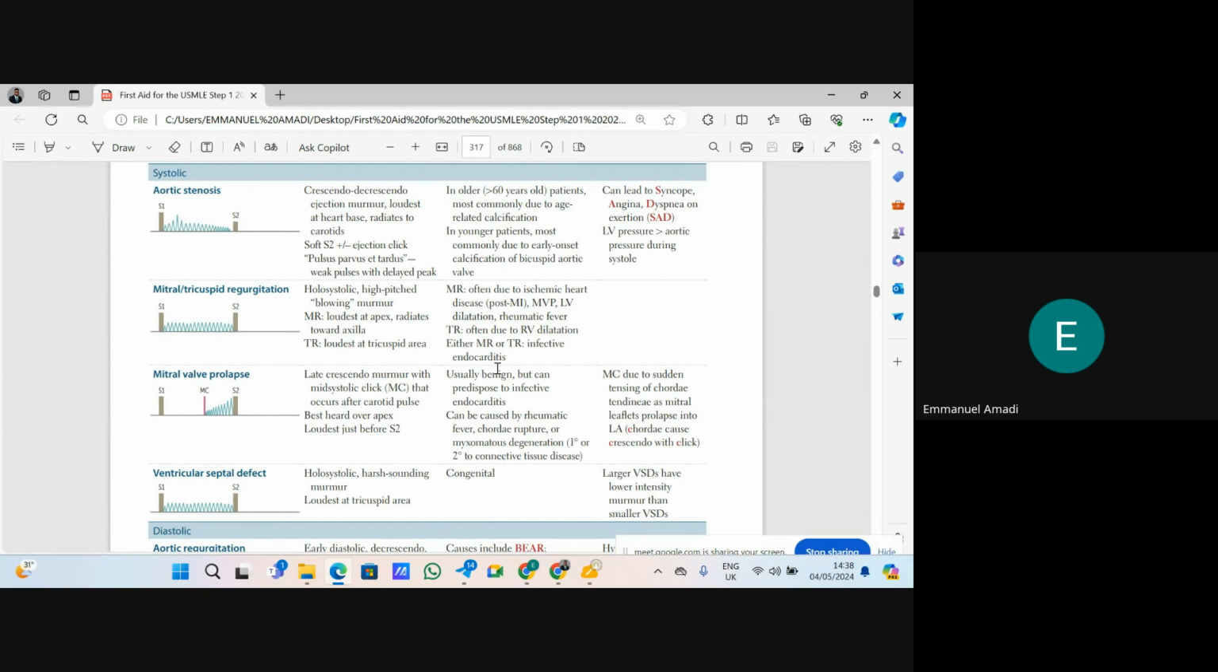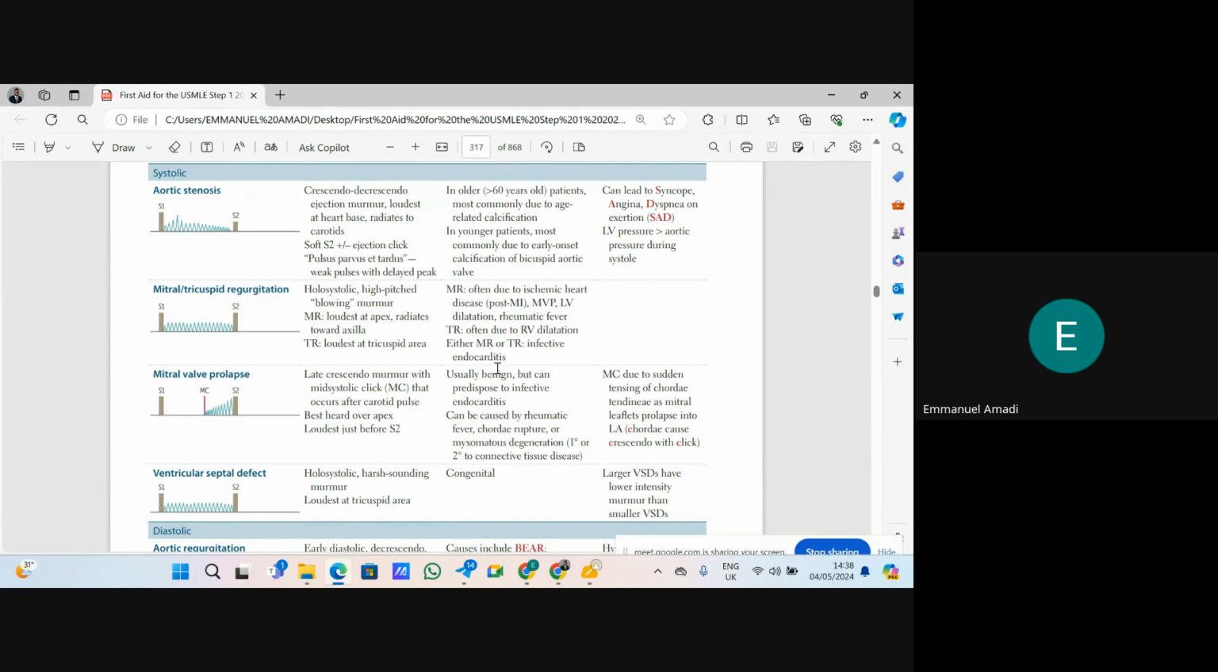Now, you should know that what is causing this is the tensing of the chordae tendineae. That is what anchors the mitral valve to the papillary muscle. If there's that tensing of it, you can have the mitral valve prolapsing on itself.